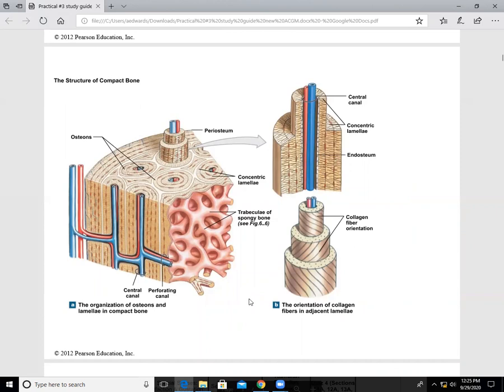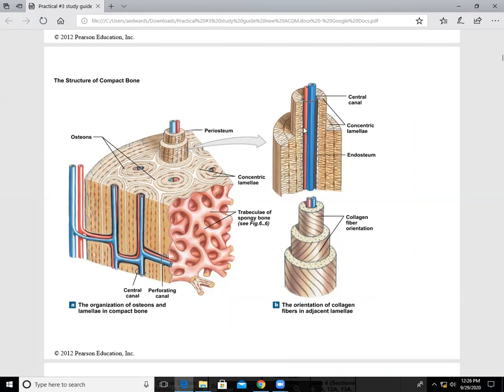Now, some of your tables also have bone models, so you can look at the inside of a bone. If you look at the rings of the tree, so to speak, those are osteons, okay? Each ring inside the osteon is a concentric lamella, plural lamellae, okay? And if you were to do cross sections, you can see kind of like the layers of a three-layer cake. Those are all the different lamellae.